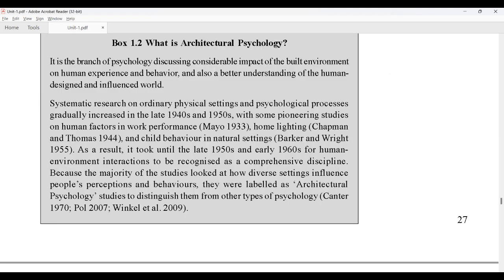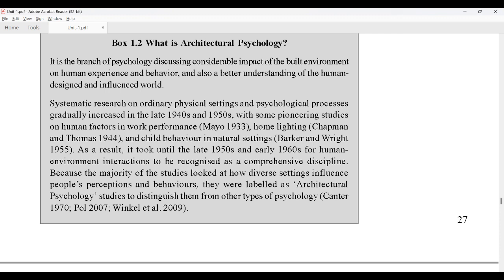Box 1.2. What is architectural psychology? It is the branch of psychology discussing the considerable impact of the built environment on human experience and behavior, and also a better understanding of the human-designed and influenced world.